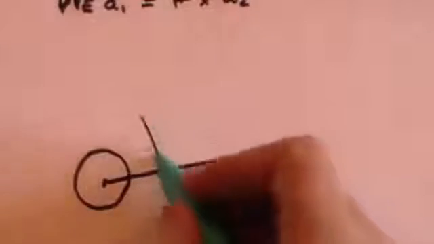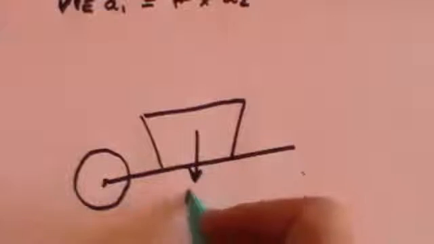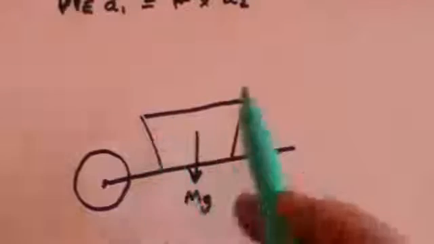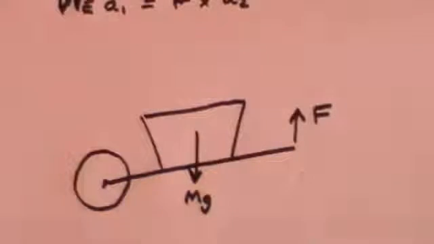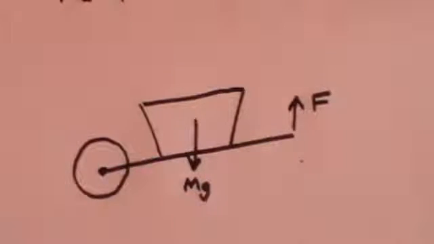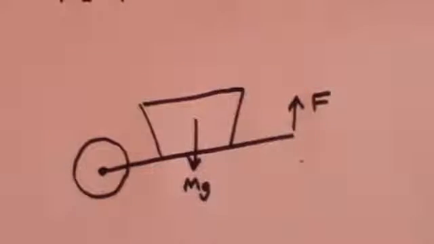Here's a second way in which we can use these turning forces and moments to our advantage: a wheelbarrow. Here's a wheelbarrow with a load, and that load will be the mass of the load times g, mg. That's the force that's acting down. That's what's actually in the wheelbarrow. And I have to lift up the wheelbarrow with a force F. The pivot point is obviously the centre of the wheel, because that's where the whole thing is going to swivel. As I lift it up, it swivels around the wheel.